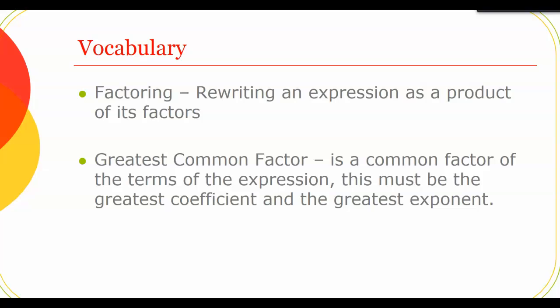And again, here's the formal definition of greatest common factor, which is a common factor of the terms of the expression. This must be the greatest coefficient, and something I left out is that it is also the greatest exponent of the variable. So if you have a set of variables like x cubed, x squared, and x, then the GCF would be x because each term at least has an x in it. So variables also come out with us on our GCFs.